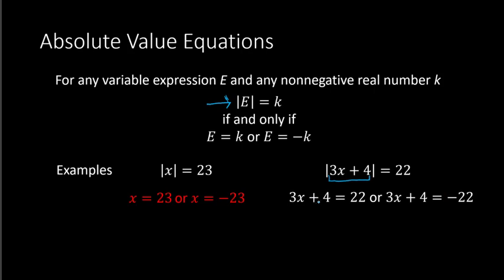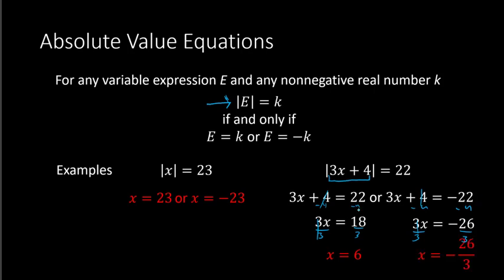So when you solve this, we would have to work in reverse order of operations. So we can begin this first equation by subtracting 4. We have 3x equals 18, and then divide both sides by 3, so x would equal 6. Now the second answer, again, we'd have to subtract 4 from both sides. Now we have 3x equals negative 26, and then divide both sides by 3, so x equals negative 26 over 3. So we have two different solutions. x could equal positive 6, or x could equal negative 26 over 3.